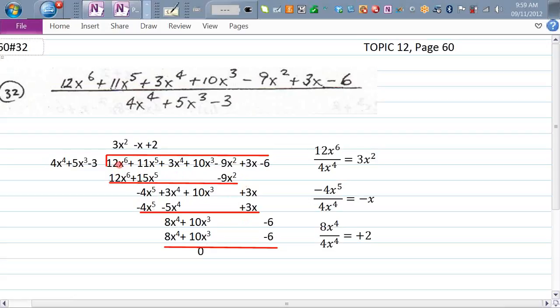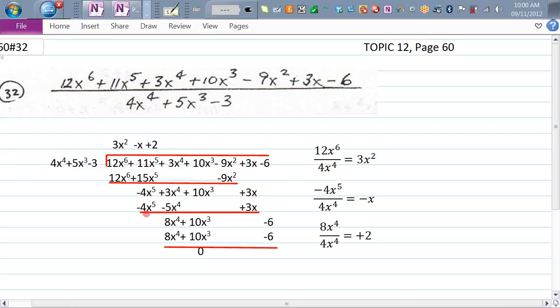So 12x to the 6th minus 12x to the 6th gives me 0. 11x to the 5th minus plus 15x to the 5th gives me minus 4x to the 5th. 3x to the 4th minus 0 gives me this. 10x cubed minus 0 gives me that. And minus 9x squared minus minus 9x squared sums to 0, because I'm subtracting this line from that line. Okay, and I bring down the 3x.